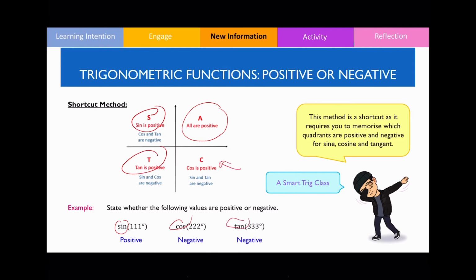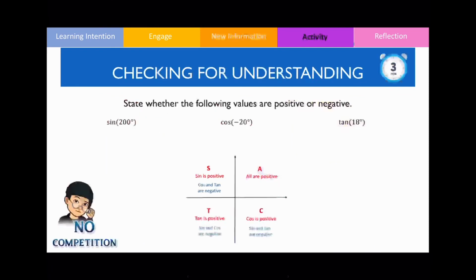And a way to memorize this particular acronym is by using this mnemonic over here. Remember, you always read it in an anti-clockwise direction when you measure an angle, so you can read it as a smart trig class, just to help you memorize, okay? It might work for you, it might not work for you. Have a go with answering these questions over here, and we'll compare our answers together.